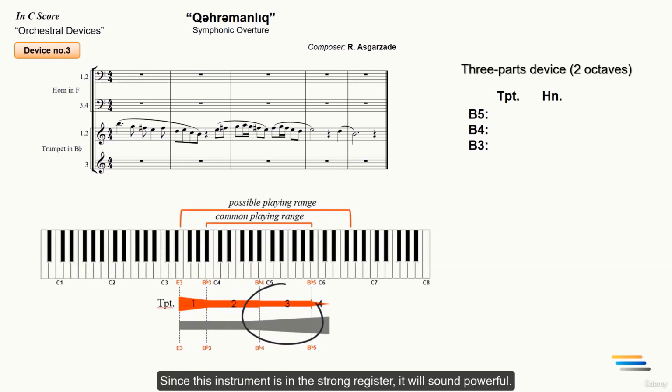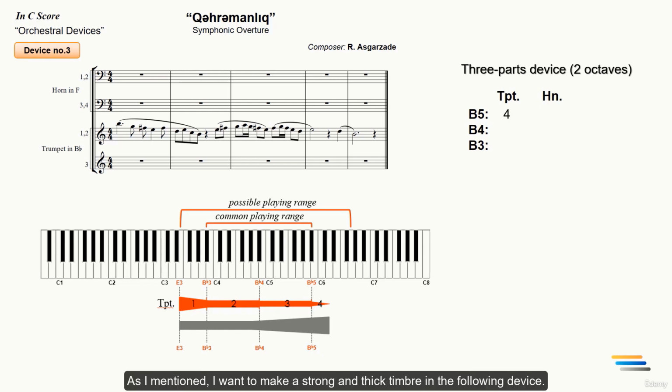Since this instrument is in the strong register, it will sound powerful. That's why it can be used alone. In addition, because of their high frequencies, the top instruments always shine in the orchestra even without unison doubling. Hence, its register score should be marked with 4.